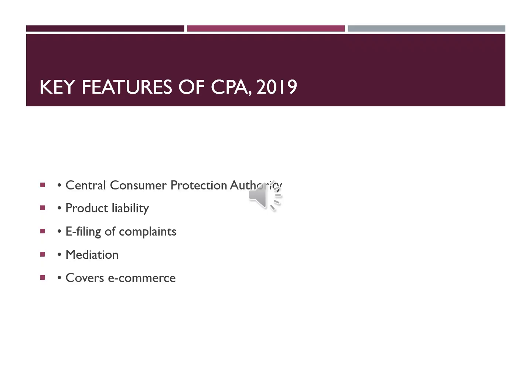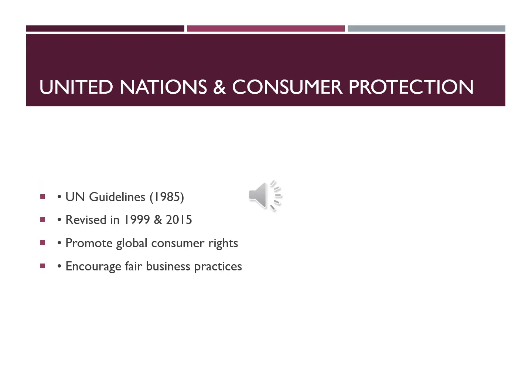Key features of Consumer Protection Act 2019. Central Consumer Protection Authority, product liability, e-filing of complaints, mediation, covers e-commerce. United Nations and Consumer Protection. UN Guidelines 1985, revised in 1999 and 2015. Promote global consumer rights, encourage fair business practices.